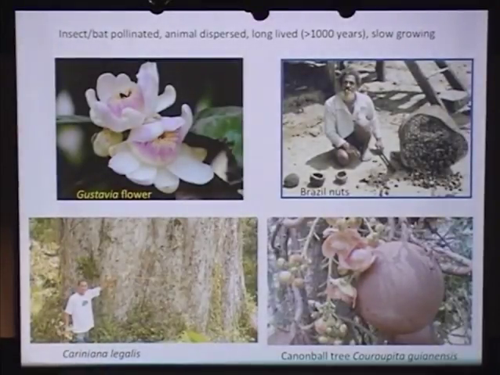I love natural history. These are one of the many beautiful, complicated flowers in the Lecythidaceae. They're either pollinated by bees or bats. This is Brazil nut collection. This is a tree called Cariniana legalis, a very valuable timber tree that's protected, from the Brazilian Atlantic forest. And there's this cannonball tree, a very odd-shaped tree with flowers, just a few representatives.